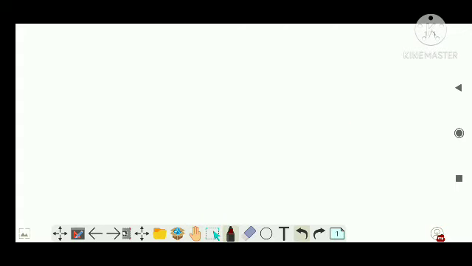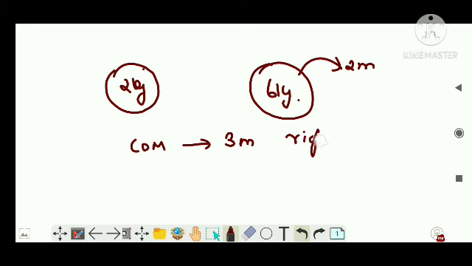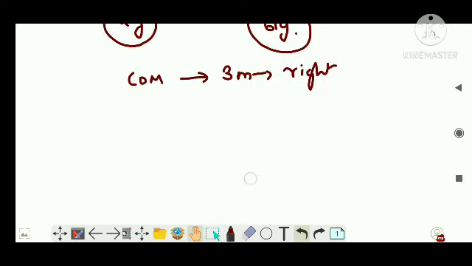Now the same type of question can be easily twisted and asked. That is, you can be asked the same 2 kilogram and 6 kilogram. Again, you are moving the 6 kilogram 2 meter in this direction. So you're asked by how many meters and in which direction the 2 kilogram should be moved so that the center of mass also shifts by 3 meter towards the right. The question changed. You don't want the center of mass to be fixed. So that means you want the center of mass also to be shifting 3 meter further from its initial position.